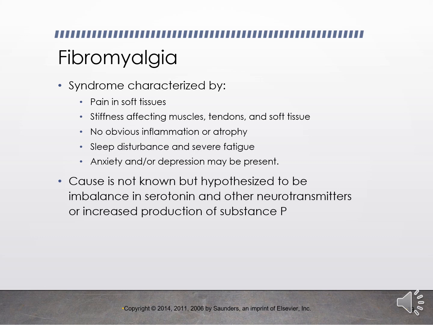It's characterized by pain in the soft tissues, stiffness that affects the muscles, tendons, and soft tissues. There's no obvious inflammation or atrophy. It can lead to sleep disturbances, severe fatigue, and anxiety and depression might be present. Again, we don't know the exact cause, but it's thought to be some sort of imbalance in serotonin and other neurotransmitters, and an increased production of substance P, which has to do with pain.